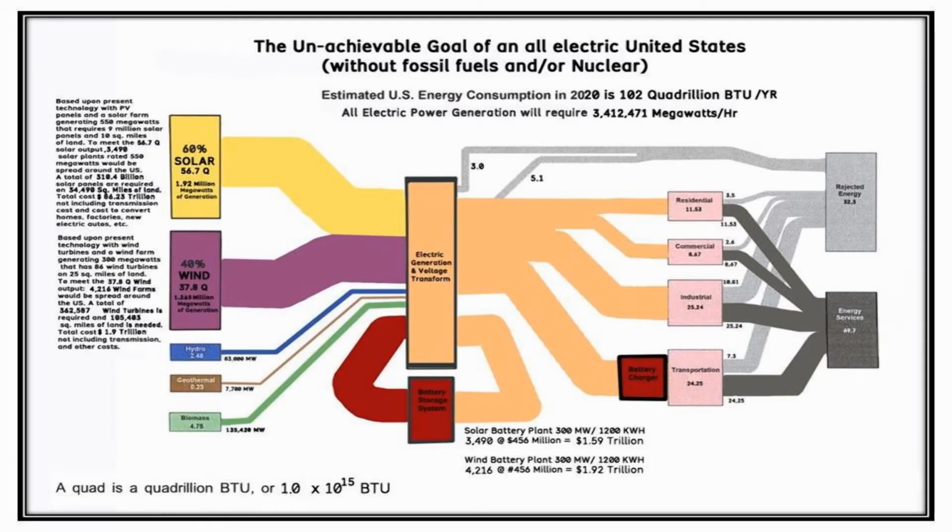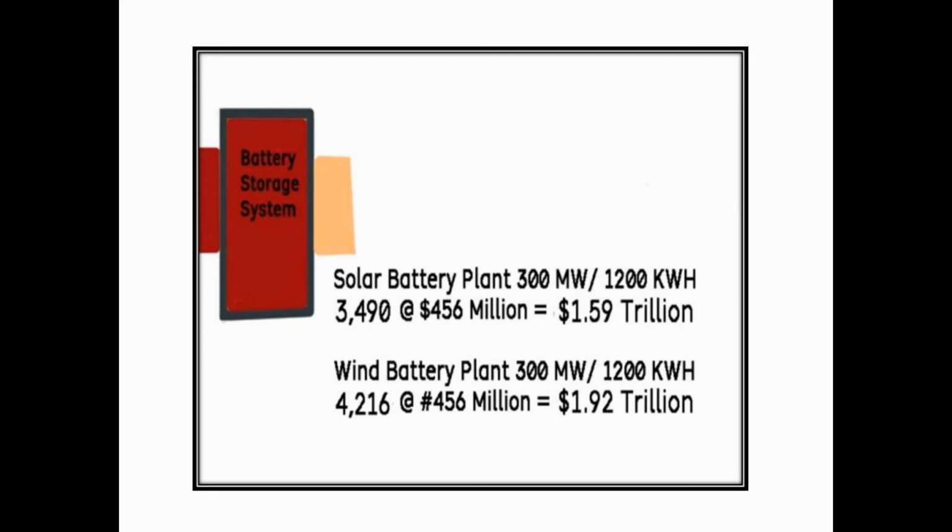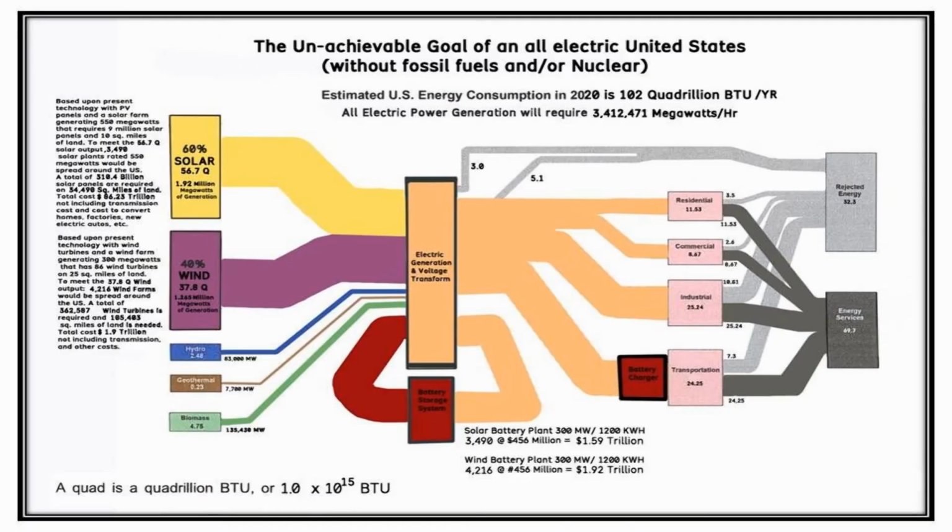It has been proposed to use battery backup for both solar and wind plants. The battery backup systems available now are 300 megawatt with 1,200 kilowatt hours of storage, which gives 4 hours of storage, a ridiculously low amount. 3,490 solar battery plants would cost $1.5 trillion. Likewise, for wind, 4,216 battery plants would be $1.92 trillion. To summarize all of this, it would cost well over $100 trillion. And that does not begin to cover the total cost of the automotive and other items mentioned before. It is likely that total cost impact could exceed $500 trillion.